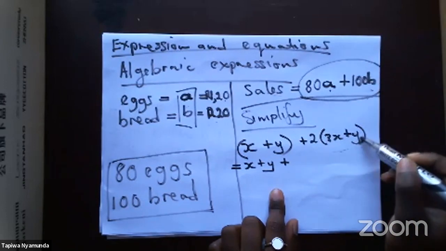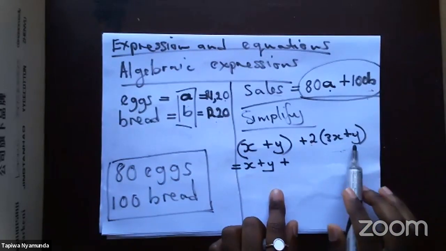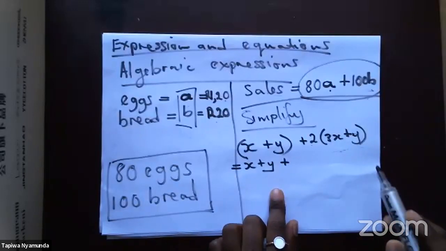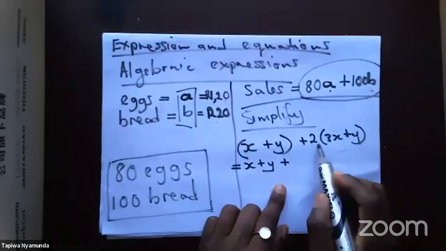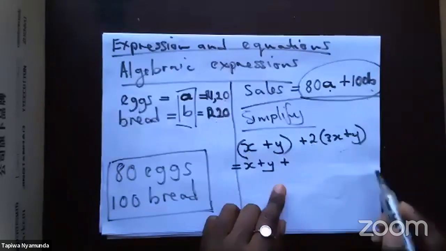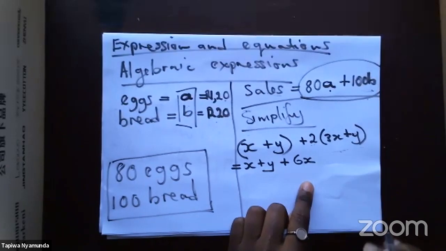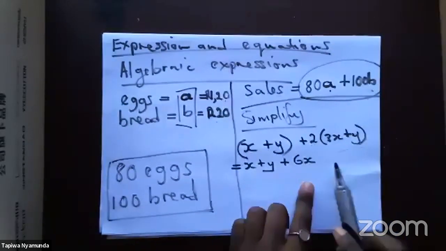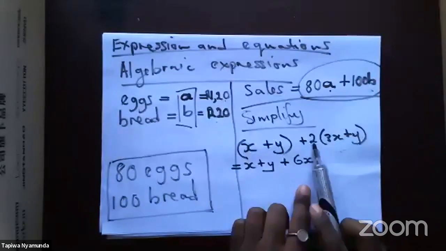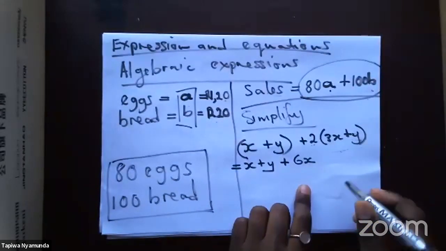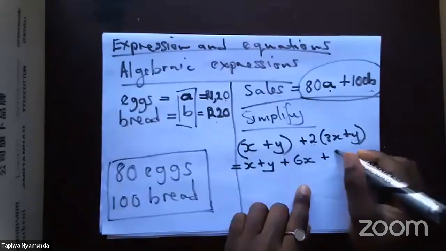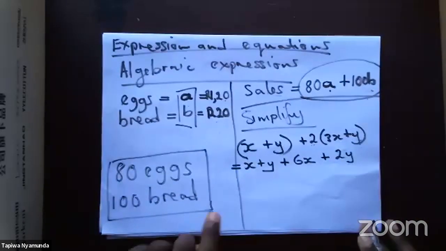The bracket means the 2 is multiplying everything inside the bracket. I'm sure you know that. So 2 multiplied by 3x gives us 6x. Yes, the total sales is going to be 20,960 if the equation is like that. Then we have 2 multiplied by y, which gives us 2y.